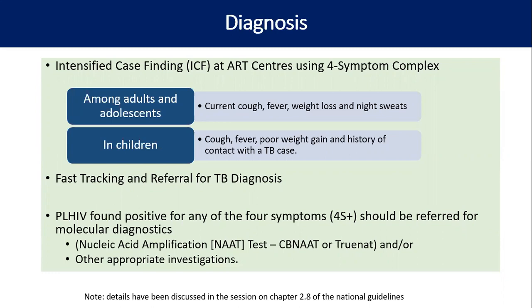So in case of adult, it is just a recapitulation: current cough, fever, weight loss, and night sweat. And in case of children: cough, fever, poor weight gain, and history of contact with the TB case. Now, if any of the symptoms is present, then we suspect it to be possible tuberculosis, and we refer the case for diagnostic purpose towards the CBNAAT or other appropriate investigations.